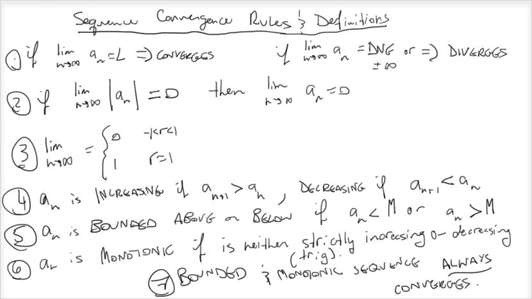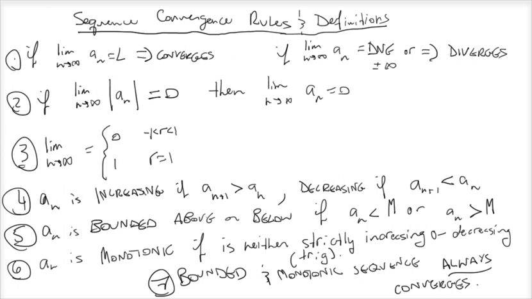So number 1 is the one that I just told you. It's the most important one, the best test for convergence or divergence. So if the limit of a sequence is a real number, it converges, and if the limit of a sequence either doesn't exist or is plus or minus infinity, then it diverges. We just went over that.